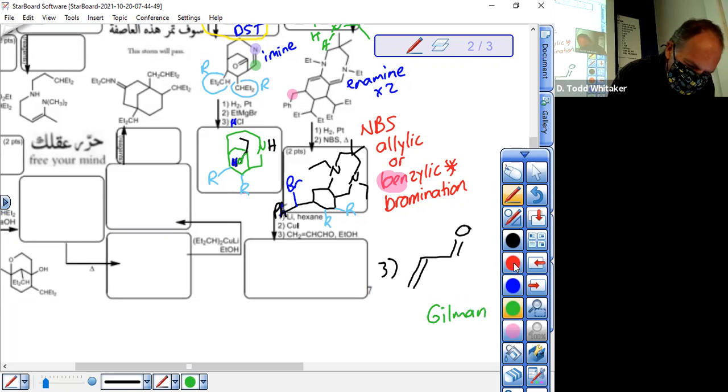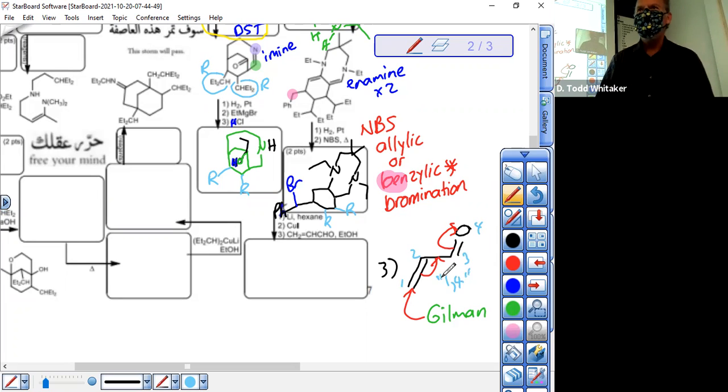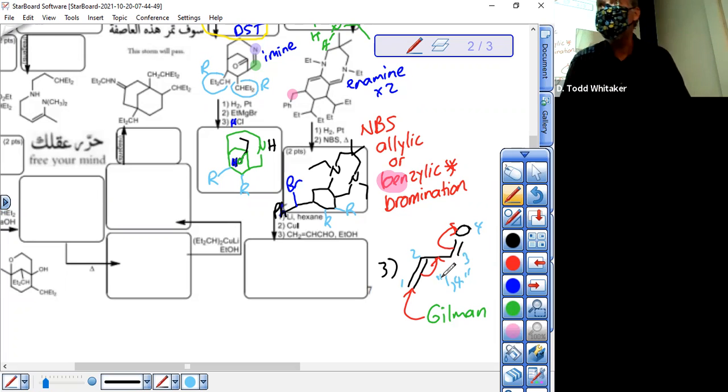Gilman gonna do this. And I keep saying it, this first time I've written it this semester. 1, 2, 3. The electrons flowed from 1 to 4. 1,4 addition is how it got its name. We named the mechanism. Nothing to do with nomenclature. It's based only on electron flow.